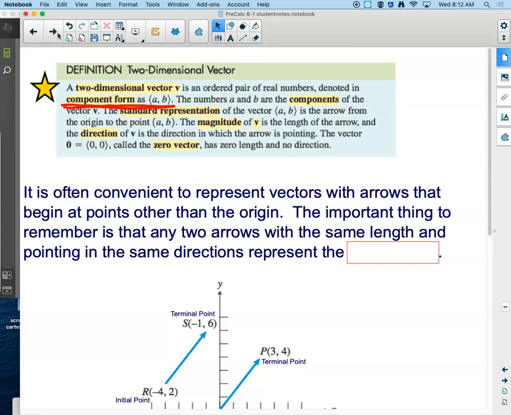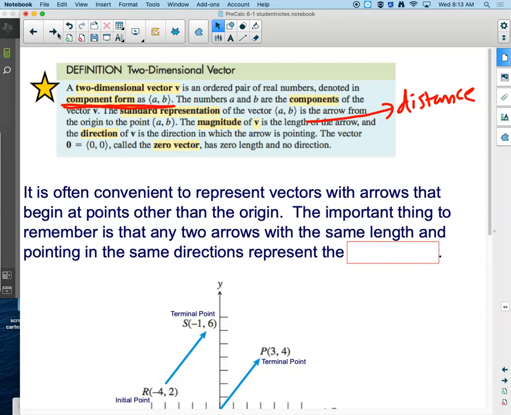The standard representation of the vector ⟨a, b⟩ is an arrow from the origin to that point (a, b), trying to show that it's a vector. The magnitude of v is the length of the arrow. So length, we have to think, that should be distance. So I need everybody to make a little connection here to the fact that magnitude is just going to be the length, which is just the distance. And you've already studied the distance formula before, so it's not going to be new. So the magnitude is the distance or the length of the arrow, and the direction of v is the direction in which the arrow is pointing.